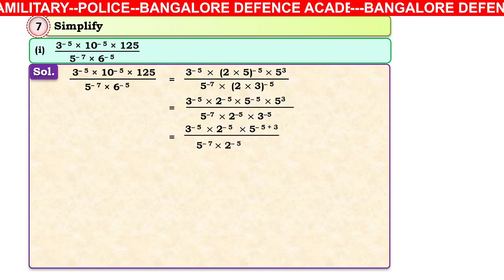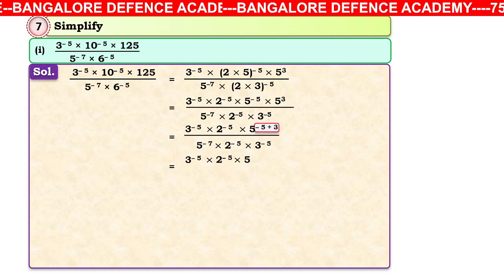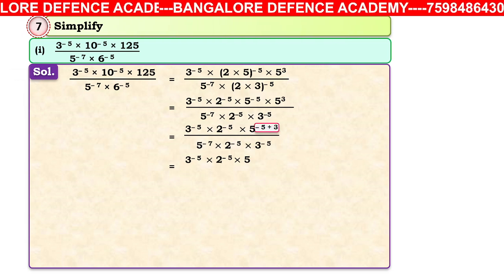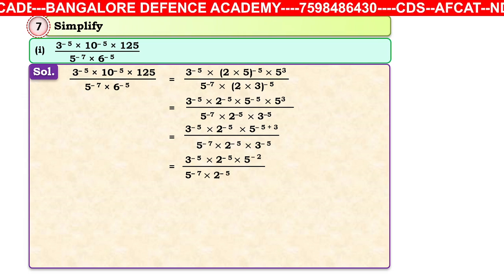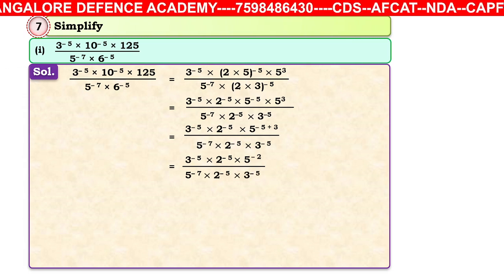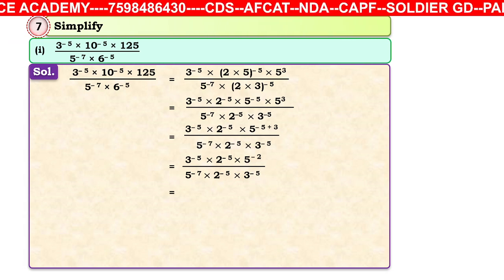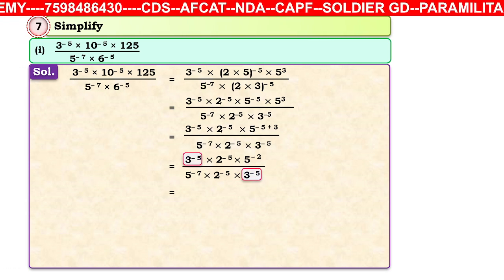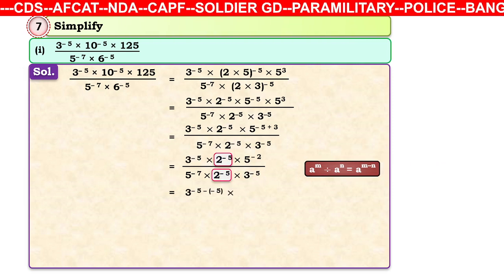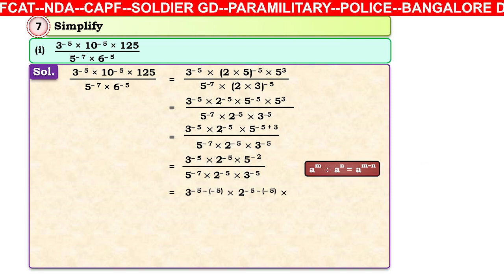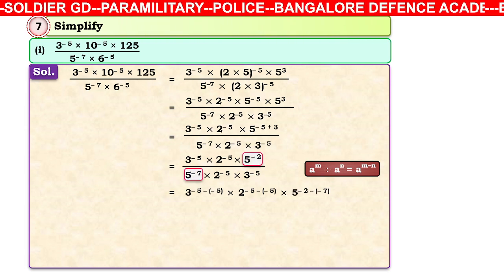So using all those product rule and quotient rule one by one, I get 3 to the power of minus 5, 2 to the power of minus 5 into 5 to the power of minus 2 divided by 5 to the power of minus 7 into 2 to the power of minus 5 into 3 to the power of minus 5. Now I'm going to use the quotient rule, that means subtracting the powers. So here I get 3 to the power of 0, and here again I get 2 to the power of 0, and here I get 5 to the power of minus 2 minus of minus 7.